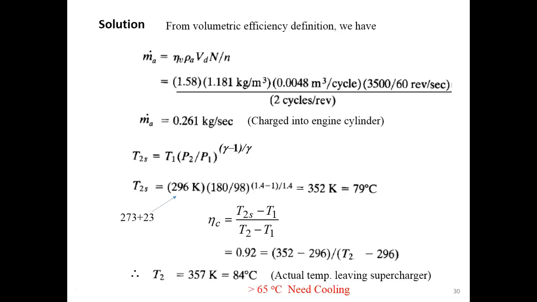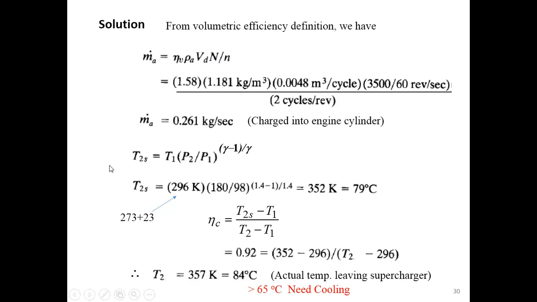Okay, so the solutions. From the definition of the volumetric efficiency, we can calculate the air mass flow rate that is charged into the engine cylinder. That is the volumetric efficiency times the density of the air, the displacement volume of the engine, and the speed of the engine divided by the number of crank revolutions. All terms here are given, so we have the mass flow rate of the air equal to this.